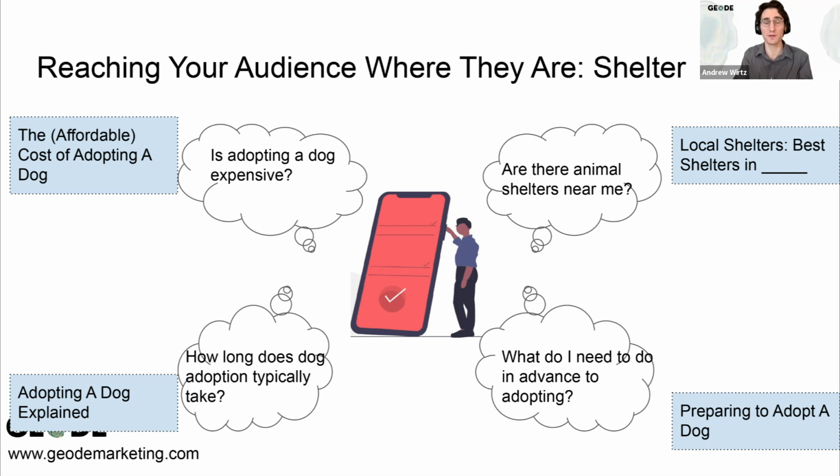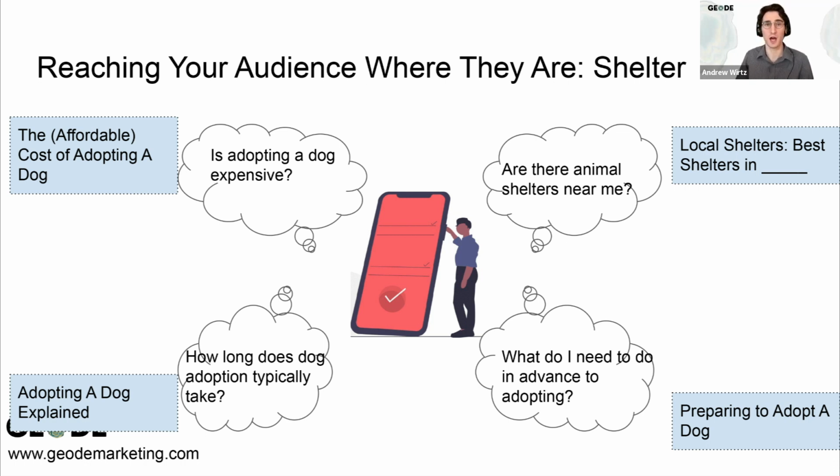For some nonprofits, they try to lump this all into one page, but we want to make sure we have a specific page for each of these questions. Google Ads will work much better if you're really tailoring the content on your site to specific topics. So examples of this would be the affordable cost of adopting a dog, and adopting a dog explained, covering how long that process normally takes.